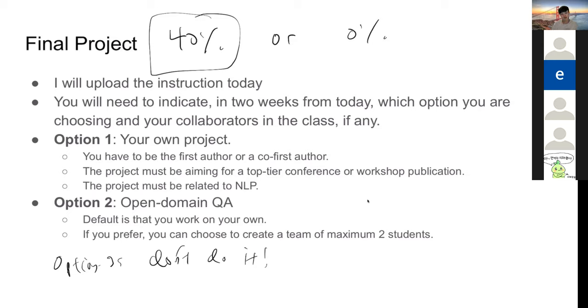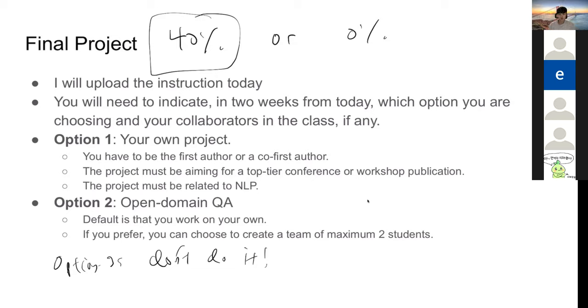Option number two is for if you don't have any project in mind or ongoing project. I recommend you choose option one if you're working on something and trying to, for instance, submit to some upcoming conference. But if you're not, then I recommend option two. The default is that you work on your own, but you are allowed to create a team of max two students, which means you'll have up to one collaborator. You'll need to mention this when you're indicating in 2 weeks. You'll be submitting a Google form, and I'll give you the link tonight with these instructions. It will be like a 1 minute thing.